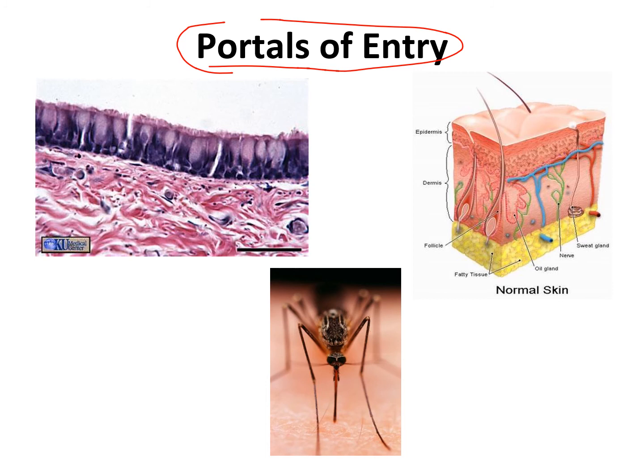The most common portal of entry are the mucous membranes. So the mucous membranes are the most common. The next portal of entry is the skin, and the third portal of entry is called the parenteral route, and that involves being injected beneath the skin, usually by an insect.